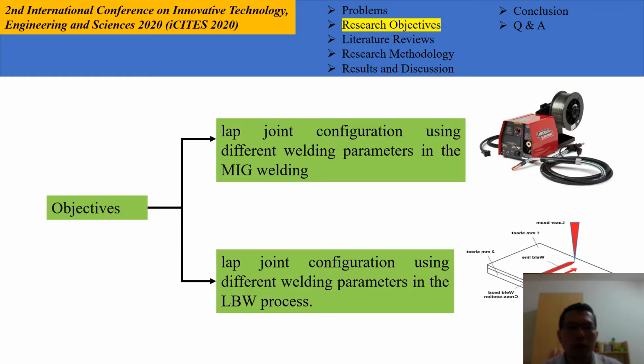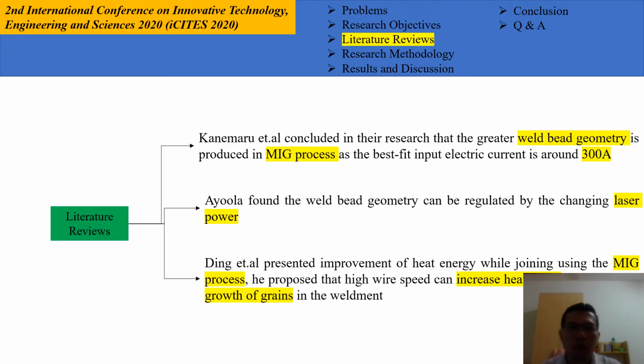In the objective section, lap joint configuration using different welding parameters in the MIG welding. On the other hand, lap joint configuration using different welding parameters in the LBW process. This is the literature review section.